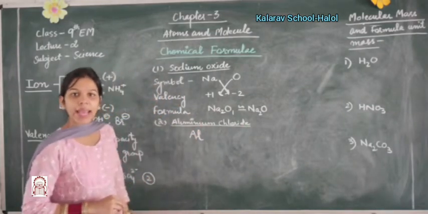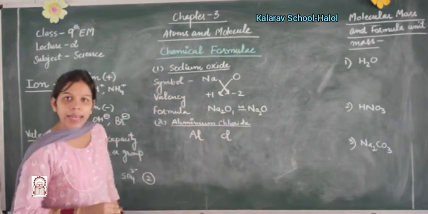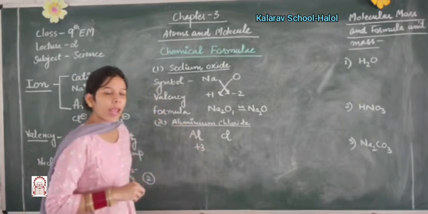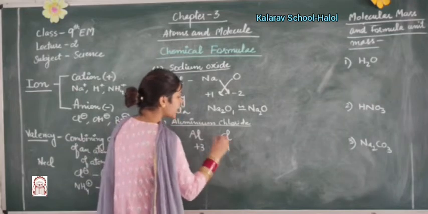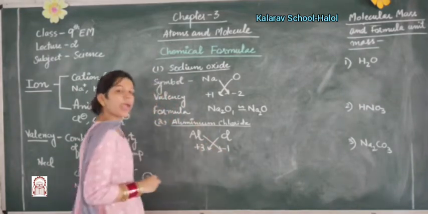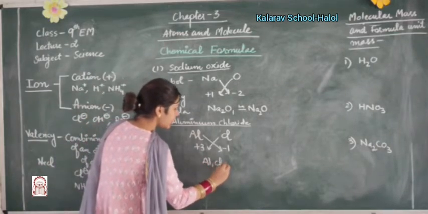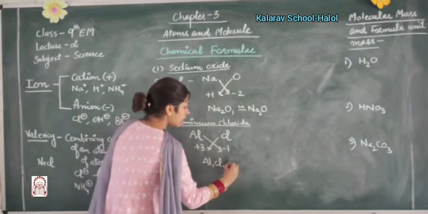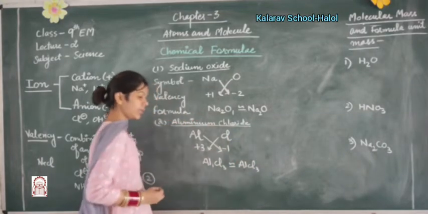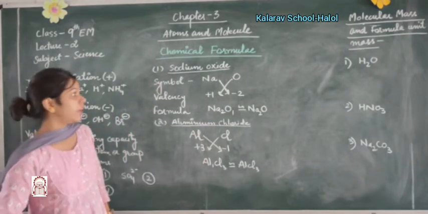is aluminium, Al. Chloride, that is Cl. The valency of aluminium is +3 and the valency of chloride is -1. You just crisscross and you get Al1Cl3. For a simple whole number, you can write AlCl3. That is the formula of aluminium chloride.